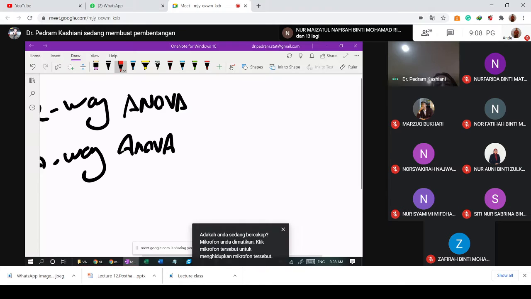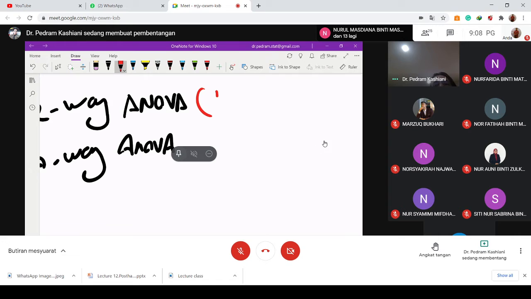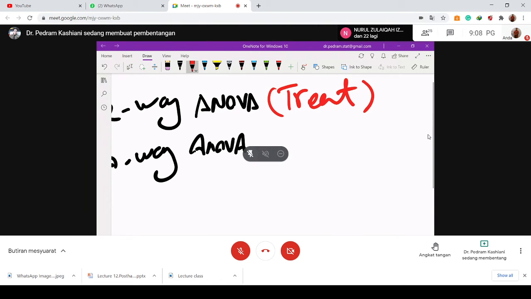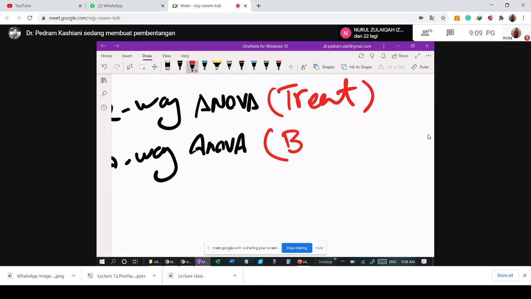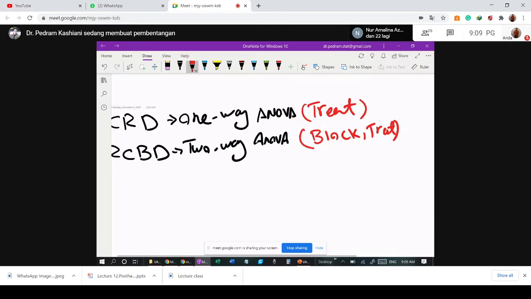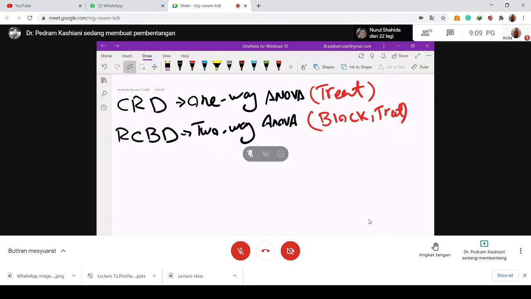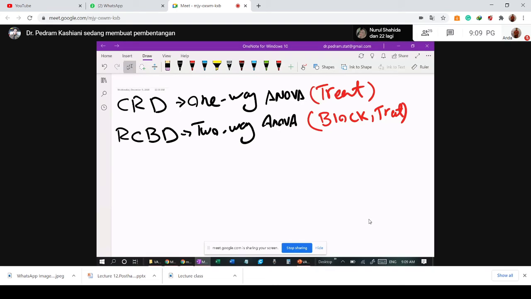ANOVA only by treatment, but this one has block and treatment. So we mentioned that we have to first get two pieces of information from our study. Or if we want to design a study, two things should come to our consideration first.